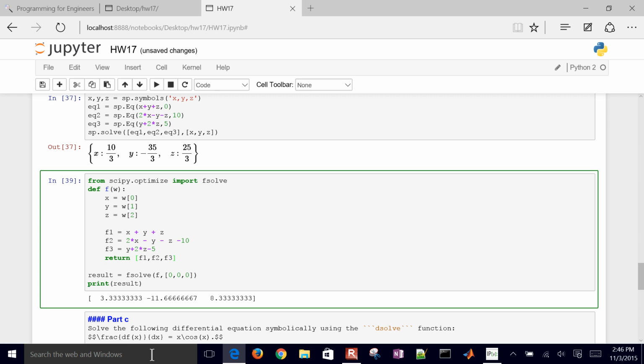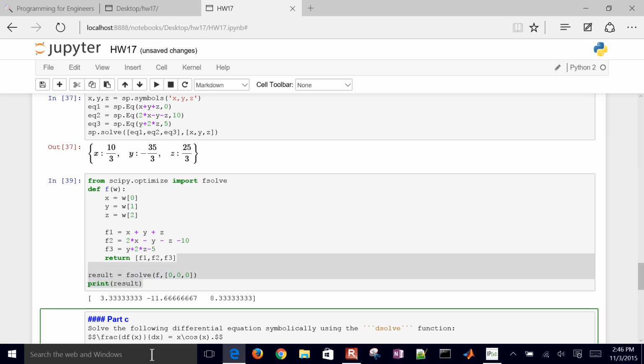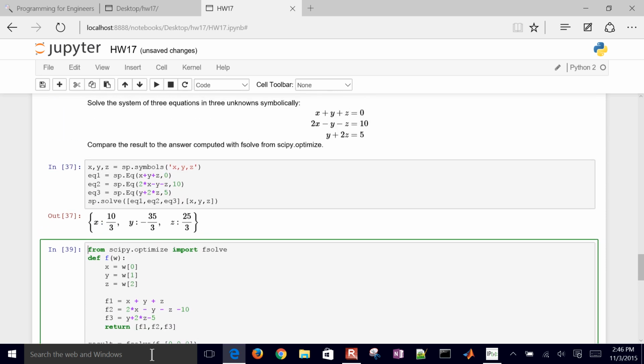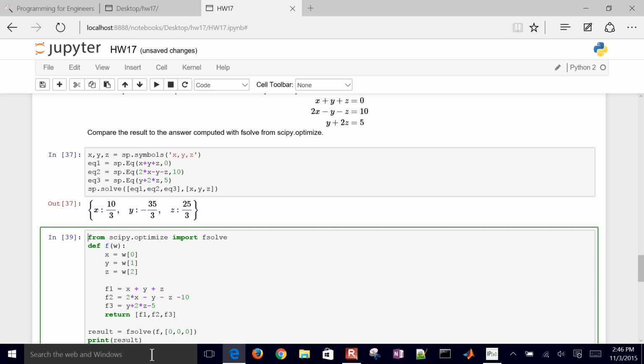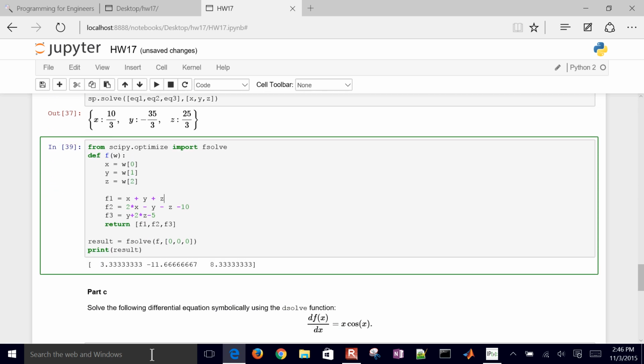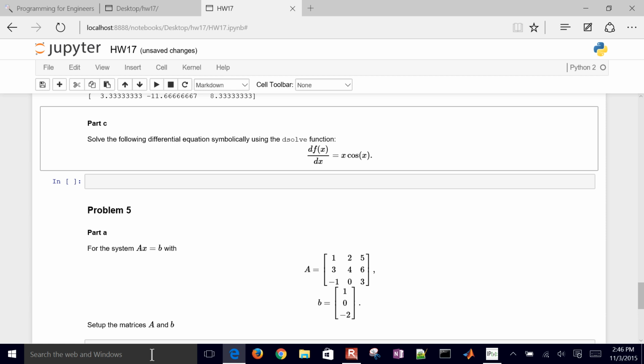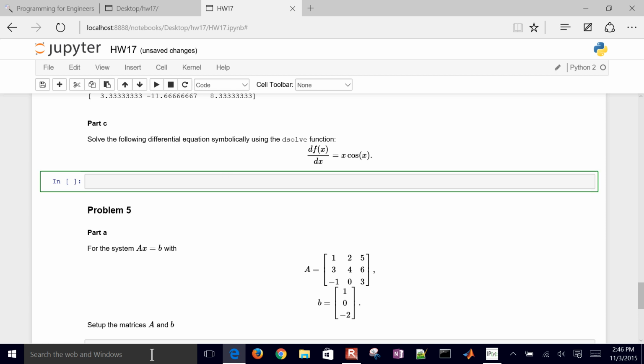In this one, it didn't solve it analytically, it solved it numerically, so the values are going to be in decimal places versus fractions. But it gave me the same answer that I had above, that you can see in output 37. Okay, so let's go on to part C. Let's solve the following differential equation symbolically using dsolve, the differential ODE solver that we have. Let's create a new function f.